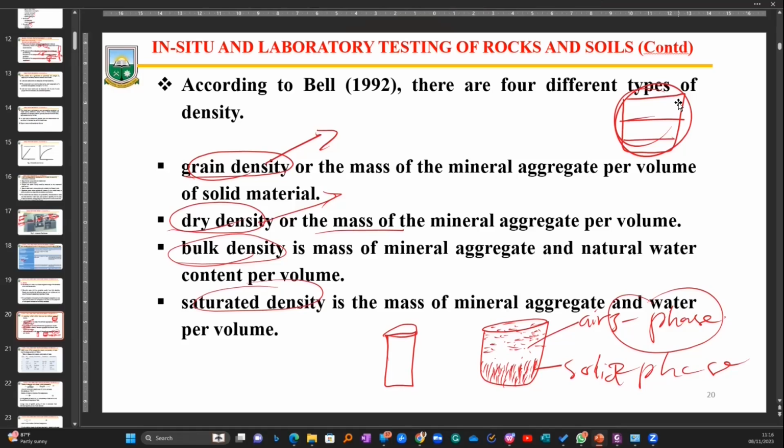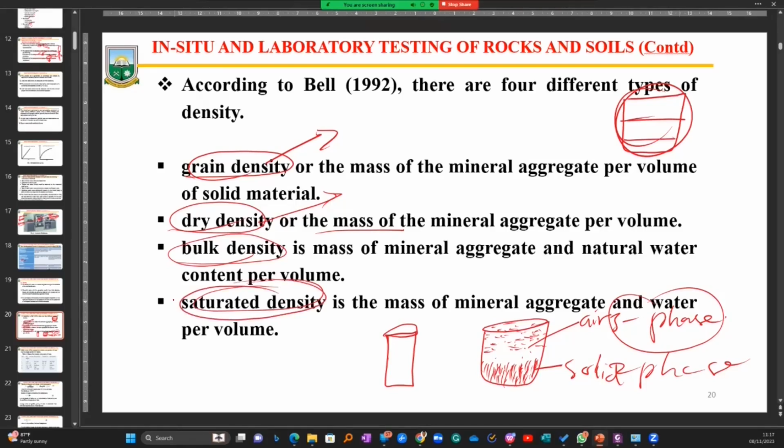Then now I measure the volume of that sample and measure the mass of that sample, which is without air, but only water and solids. Then I measure the density of that. That is what we term as saturated density. So saturation here is referring to a sample that is soaked with water fully.